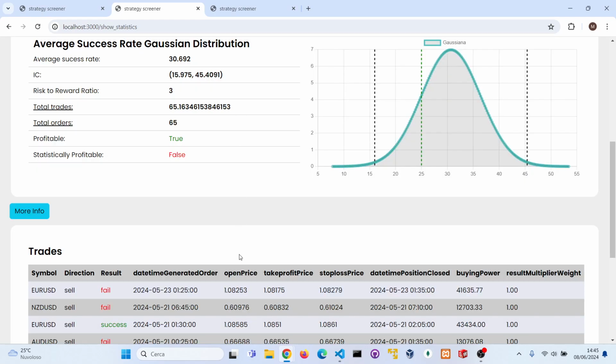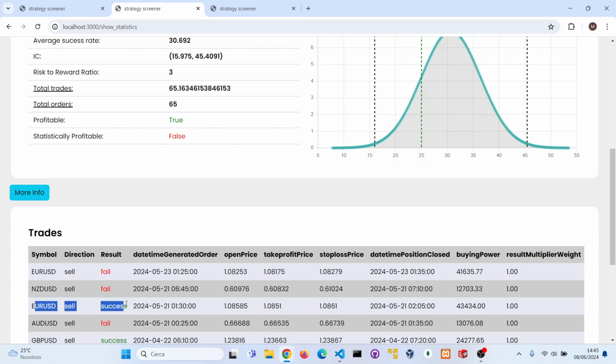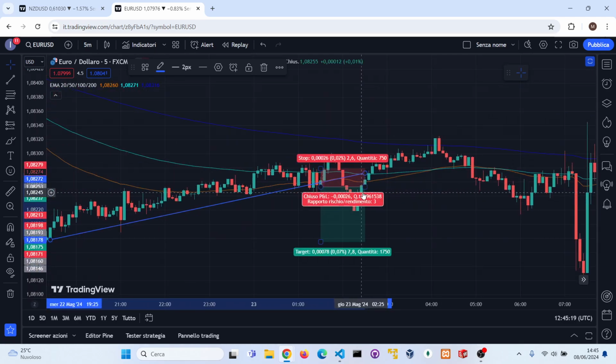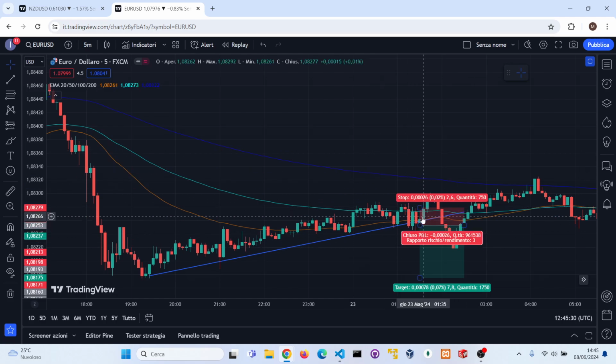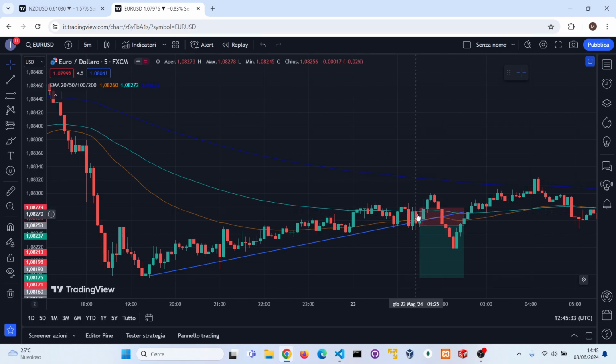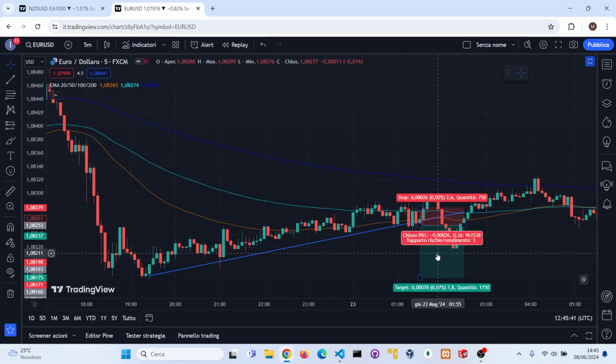But now let's see some other examples. Sorry, I was talking about this trade here. Let's talk about this one because it is here. As you can see, it was similar to the previous example. The trend line is broken, the conditions on the EMA are matched, and then the last candle closes below the EMA 50. In this case, it was a fail. The stop loss is set to the last maximum, and the risk to reward ratio is 3. For the long position, the stop loss is set to the last minimum, and the risk to reward ratio is always 3.